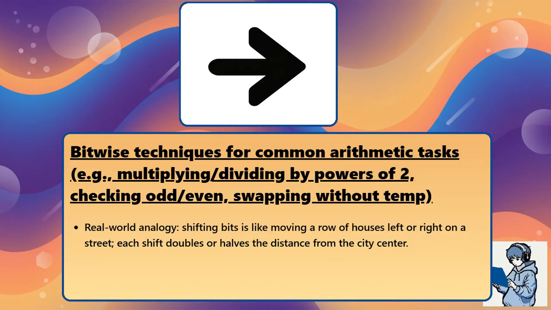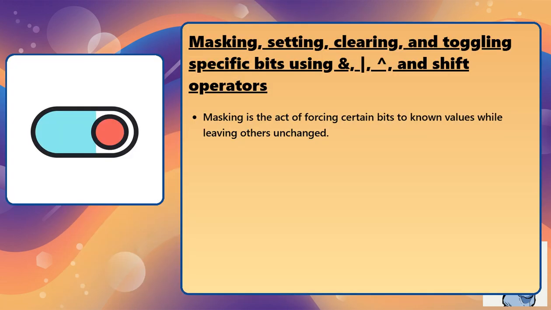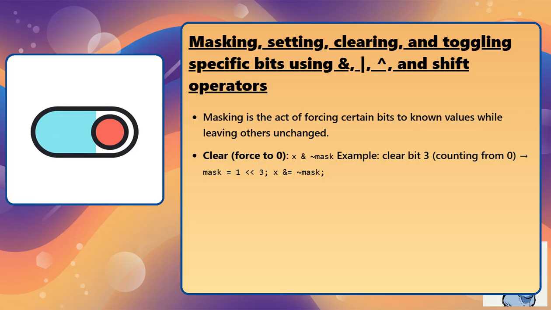Real world analogy: shifting bits is like moving a row of houses left or right on a street. Each shift doubles or halves the distance from the city center. Masking is the act of forcing certain bits to known values while leaving others unchanged. Clear, force to 0, is x and not mask. Example: clear bit 3 counting from 0, mask equals 1 left shift 3, x and equals not mask.